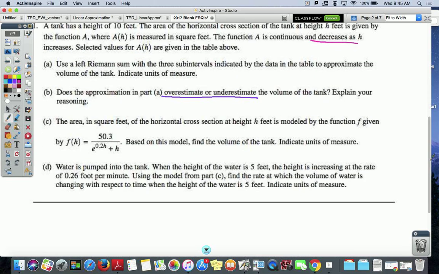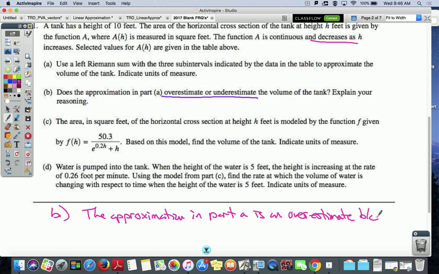So to answer question B, all we need to say is that our estimate, or I'll say the approximation, in part A is an overestimate because our function A of h is decreasing. Okay? And that would be a +1 point on the scoring rubric.